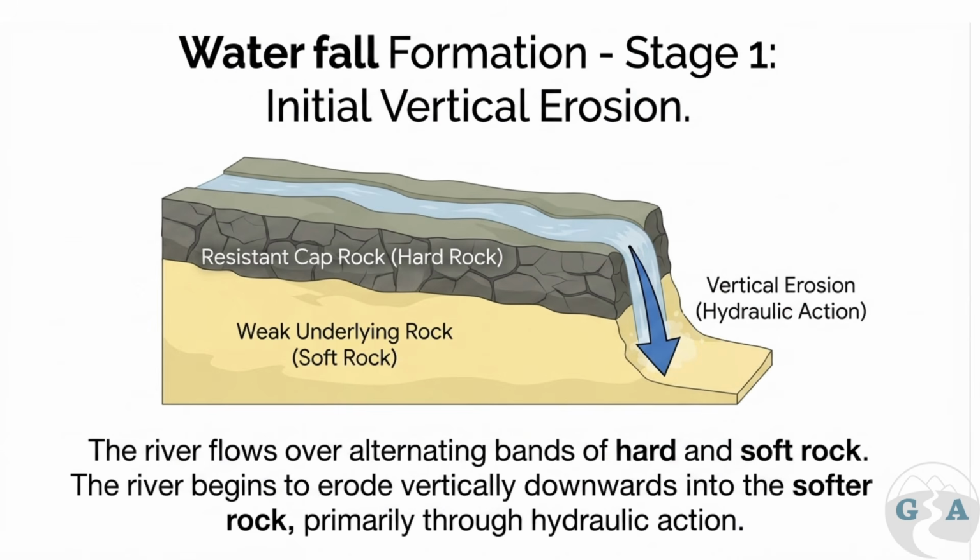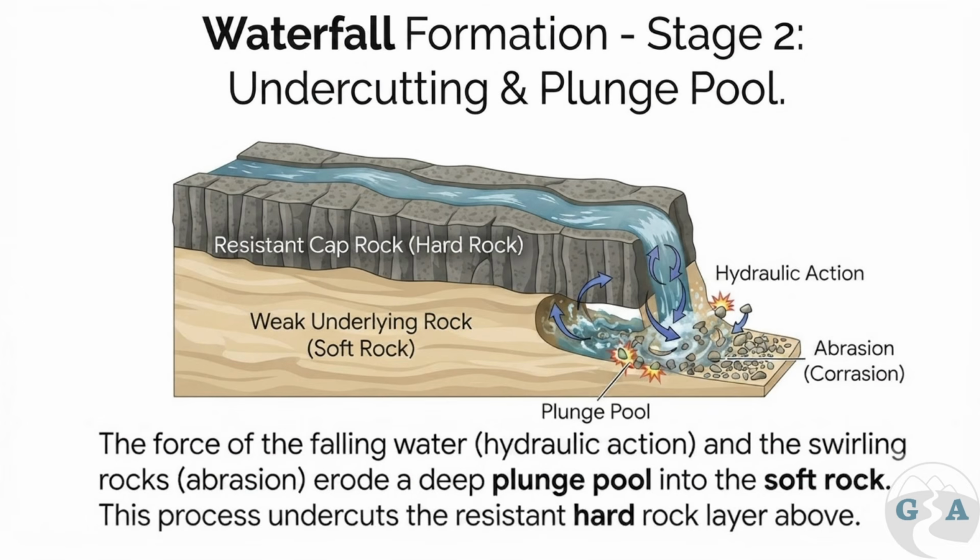So in the initial formation, the idea is that we have a cap rock or hard rock that is more resistant on the top and a weak underlying softer rock. It may start at some stage some vertical erosion due to turbulence, vertical eddies, things we talked about before, and this is going to cause a change in the landscape. So we've got these two rocks, and now the erosion is going to be increased in the softer rock.